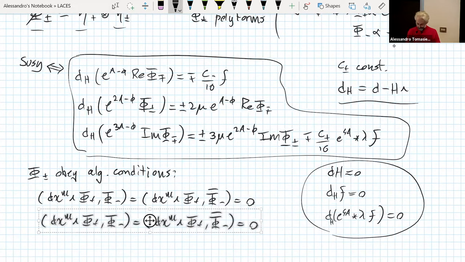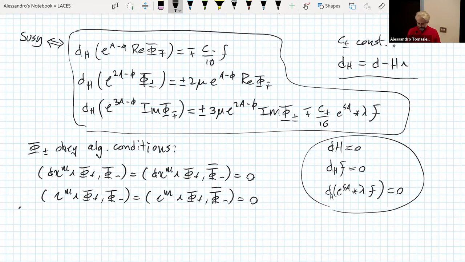And the same, but with a contraction operator. Where this is some sort of inner product, really a pairing in six dimensions. It's anti-symmetric, where you take alpha wedge lambda of beta, and you take the six-form part.